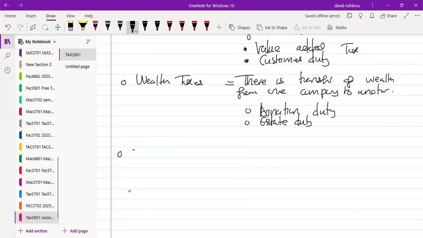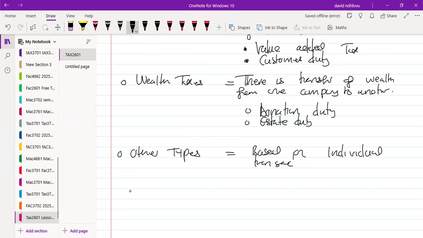Then we have other types of taxes. Now, these are based on individual transactions. So they don't fall into any of the three categories above, but they are based on certain transactions. So they won't be based on anything, e.g., fuel levy, dividend tax. These are specific taxes in their nature, based on a particular transaction.